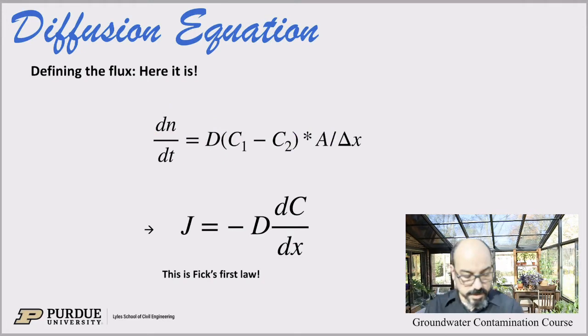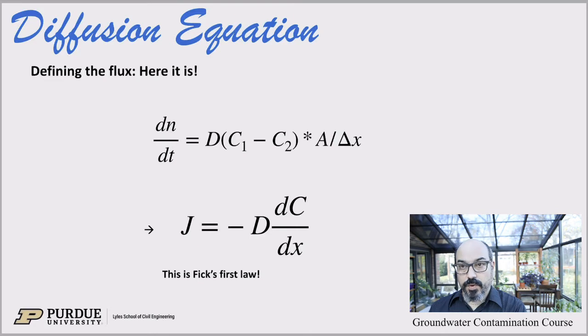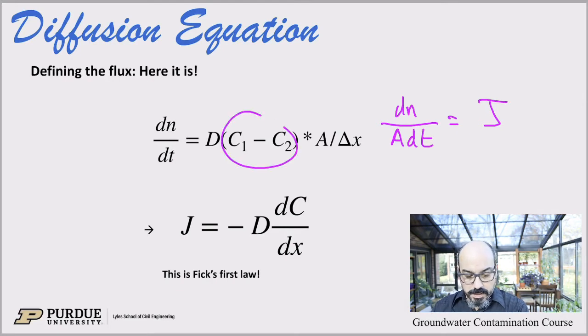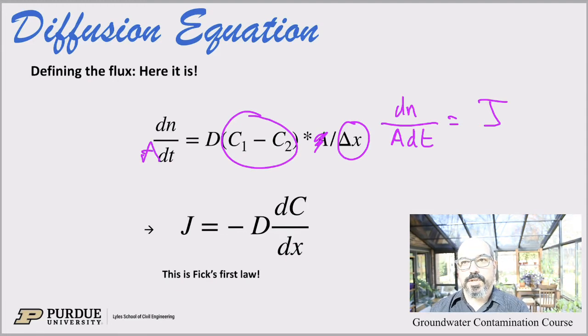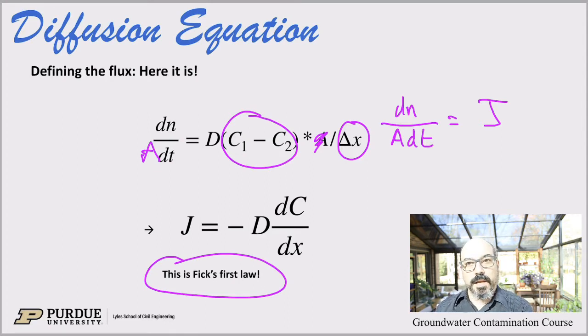So if we write this as a flux, which is dN over A dt, the number of particles per area per time, which is really the definition of a flux, then we end up with J equals minus D dC over dx. Again, A is now included here. Okay, so this is your diffusion equation. This is really what the diffusion is. And this is what we call Fick's first law, and we'll see in a second what the second law is, but this is really the definition of that flux that we've been talking about.